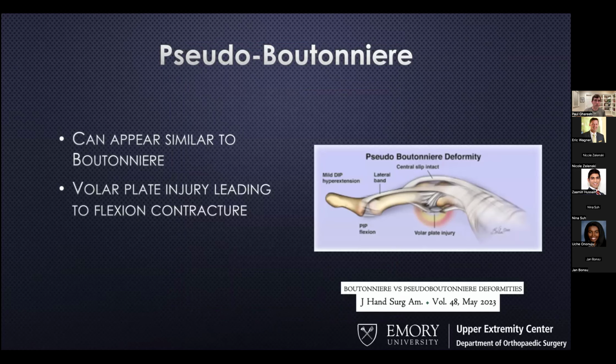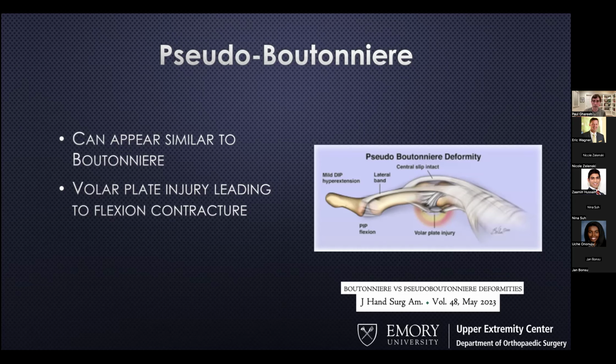One clinical entity to be aware of is the idea of a pseudo-boutonniere deformity. And this can appear similar to a boutonniere, obviously because of the name. But what happens in this injury is that people will get a volar plate injury, which are super common. They can have a hyperextension injury or something like that. They usually don't present acutely. Or if they do, they just get an x-ray, everything looks normal, and they're just told to live with it and it will get better.